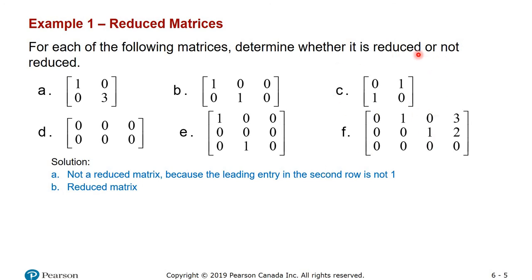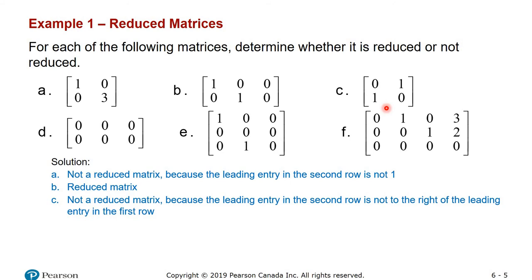Now let's look at matrix C. So again, no rows of zeros, so that's fine. Let's look at condition 2. Condition 2 said that leading entries must be 1. So here is a leading entry, it is 1. Here is a leading entry, it's also 1. But we observe that condition 3 is not being satisfied because notice that the leading entry in row 2 is not on the right-hand side of the leading entry in row 1. So therefore, matrix C is not a reduced matrix.